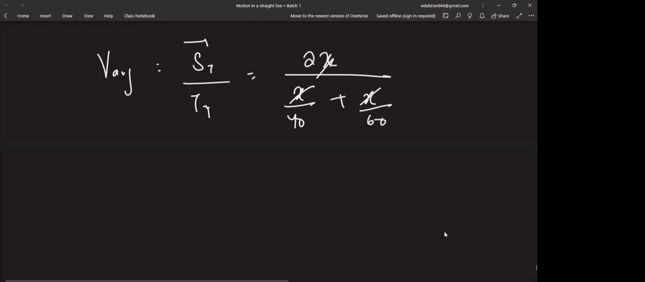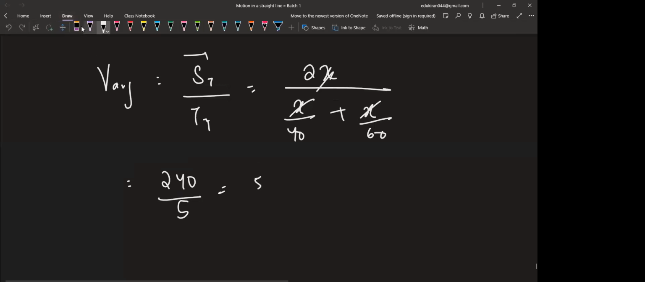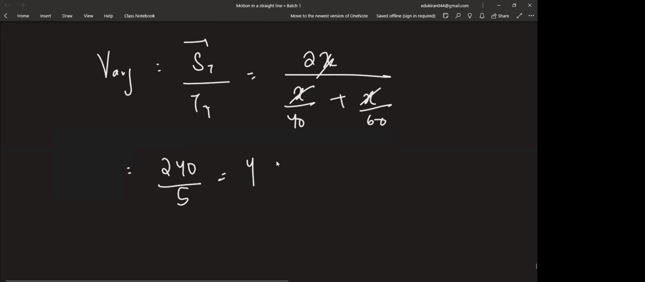So this is 120, and 3 plus 2, right? And 2 is also there. So 240 will be there above, and in the denominator you have 5. So it's 48 kilometer per hour. Same procedure. This question is even easier. Clear, Shaima?